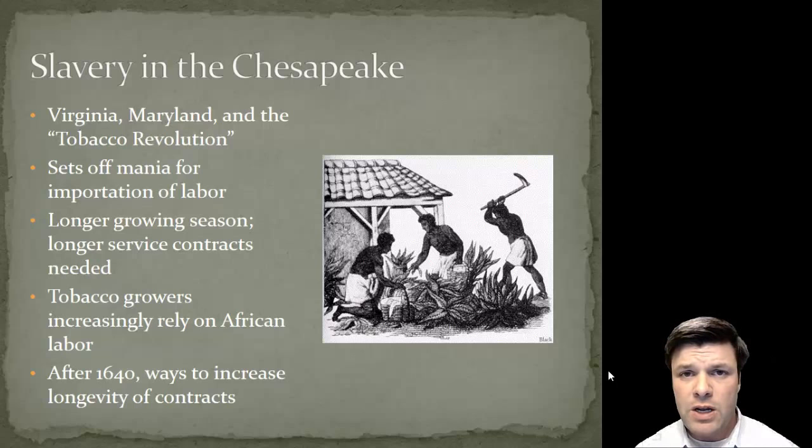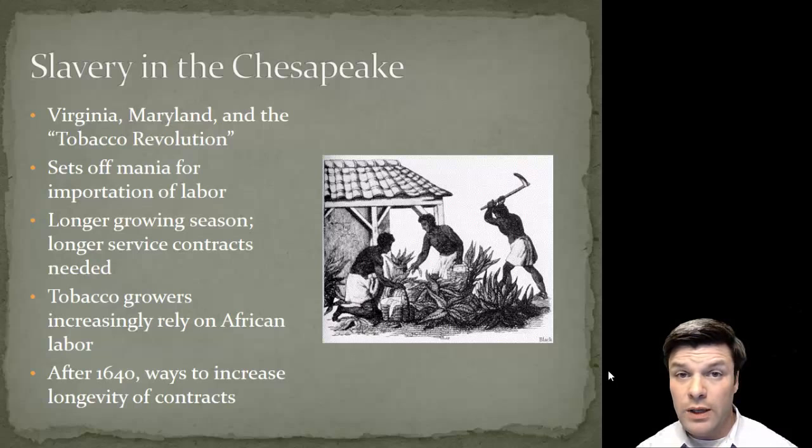And again, after 1640, many of these tobacco growers have figured it out, and it just makes more economic sense, more financial sense to purchase a slave, purchase them for life, and commit them to the laborious task of producing tobacco for the rest of their days. After 1640, very similar to what you saw with John Punch, you see Virginian planters, Maryland planters as well, finding ways to increase the longevity of these quote-unquote contracts.